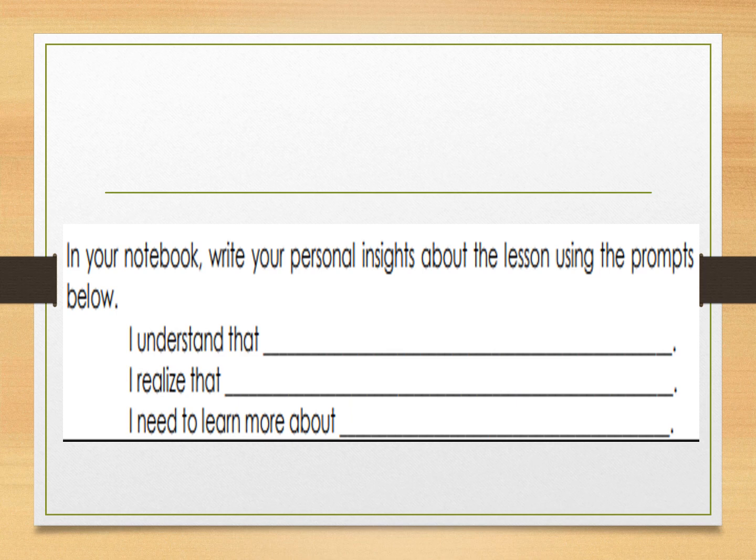In your notebook, write your personal insights about the lesson using the prompts below. First, I understand that, and I realize that, and I need to learn more about. The I there is referring to you, your understanding, and what did you realize, and what do you need to learn more about.